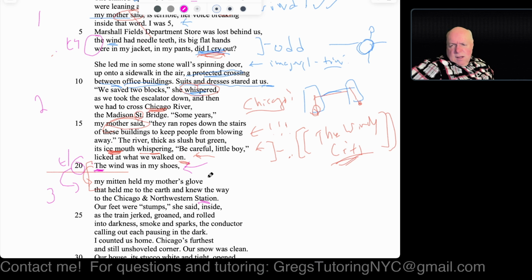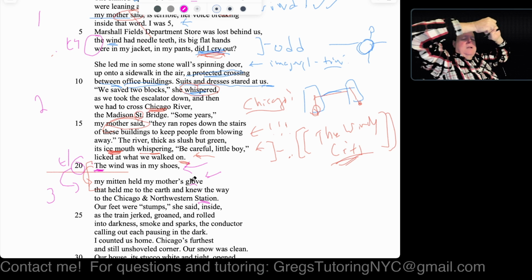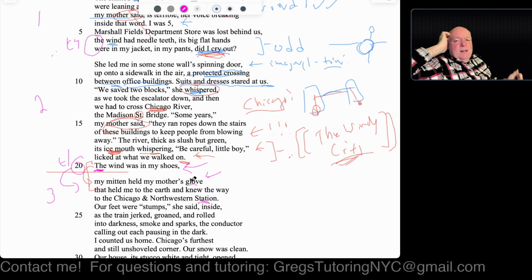And then there's another kind of thing here. The boy doesn't say, I held my mother's hand. It says, my mitten held my mother's glove. So it was kind of so cold that the glove and the mitten kind of solidified together as a unit, okay? And that held me onto the earth and knew the way to the station. So again, Chicago. So we're not sure. We're definitely at Chicago, okay? And it sounds like more of a main train station, okay? Maybe compared to like Grand Central, Penn Station, those kind of stations, or a Long Island Railroad station, kind of analogous to what we have here.